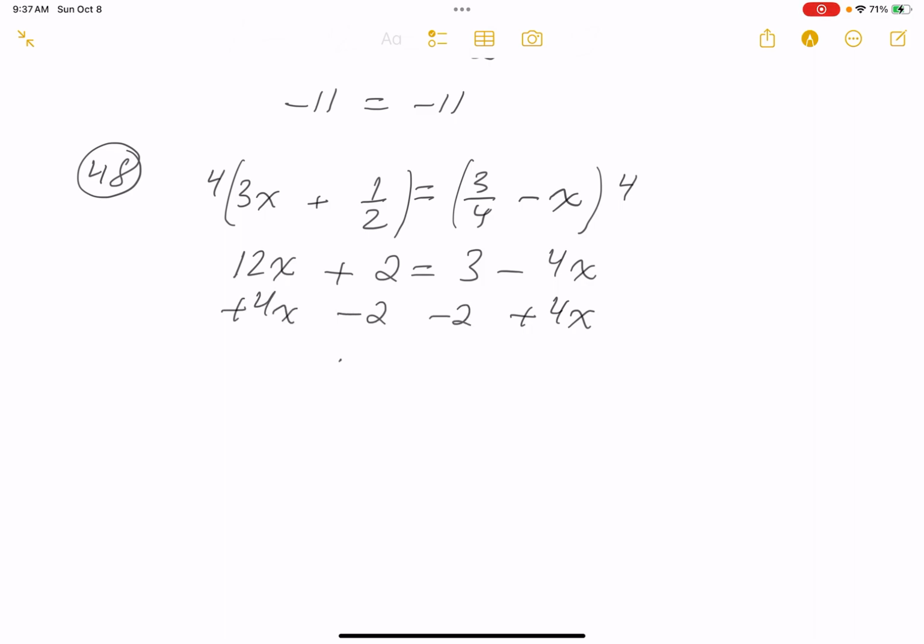What do you get there? 16x equals 1. What's x? Well, you divide both sides by 16 now. And what do you get? 1/16. I'm going to check it.